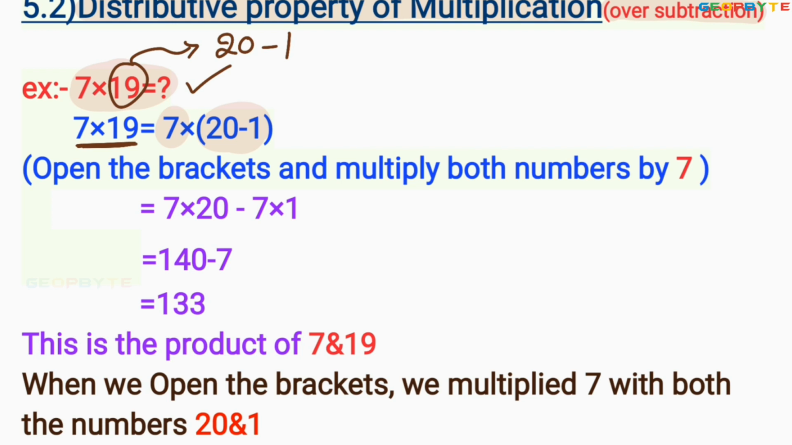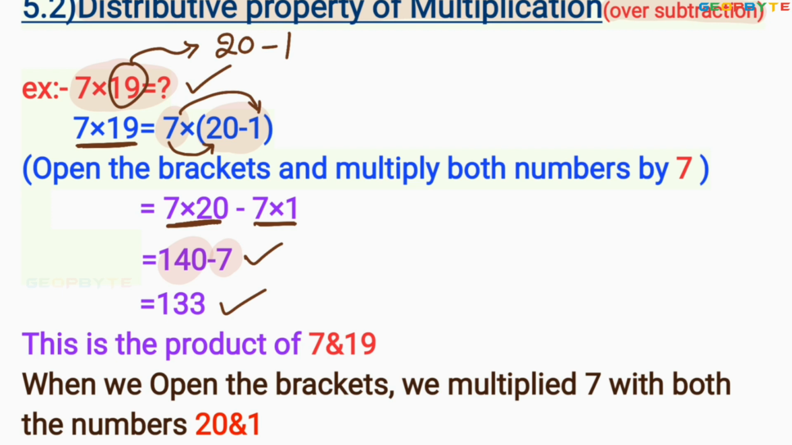But while you are opening the bracket, you should be very careful that this 17 should be multiplied with two numbers. That means 17 multiplied by 20 minus 17 multiplied by 1. That I wrote like this. 17 multiplied by 20, how much? 340 minus 17. 340 minus 17 is 323. That is how you can simplify difficult problems by the distributive property of multiplication over subtraction.